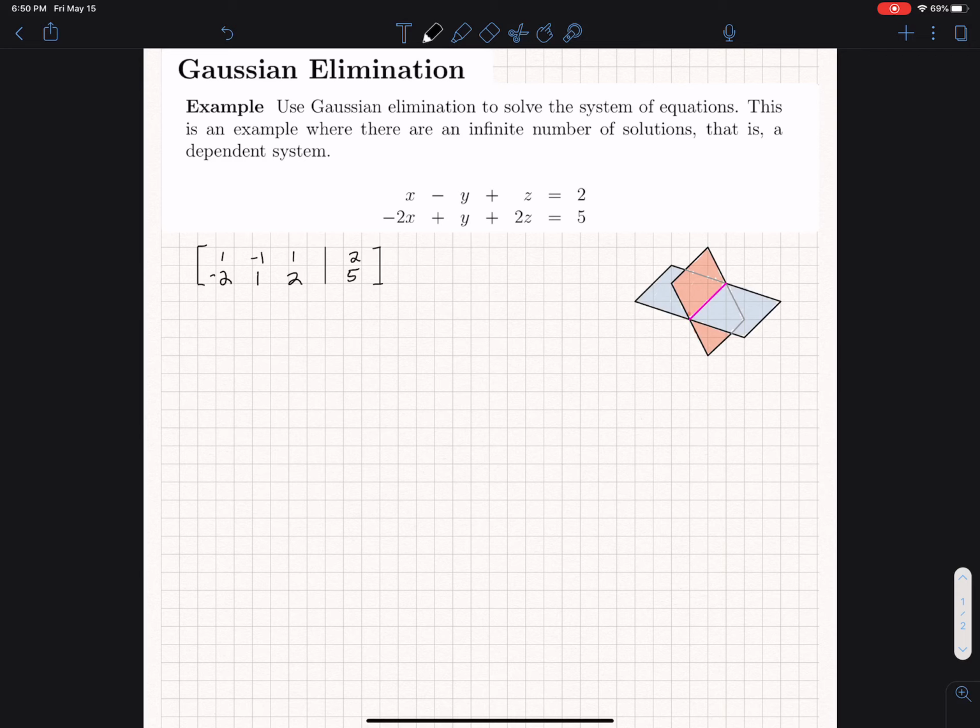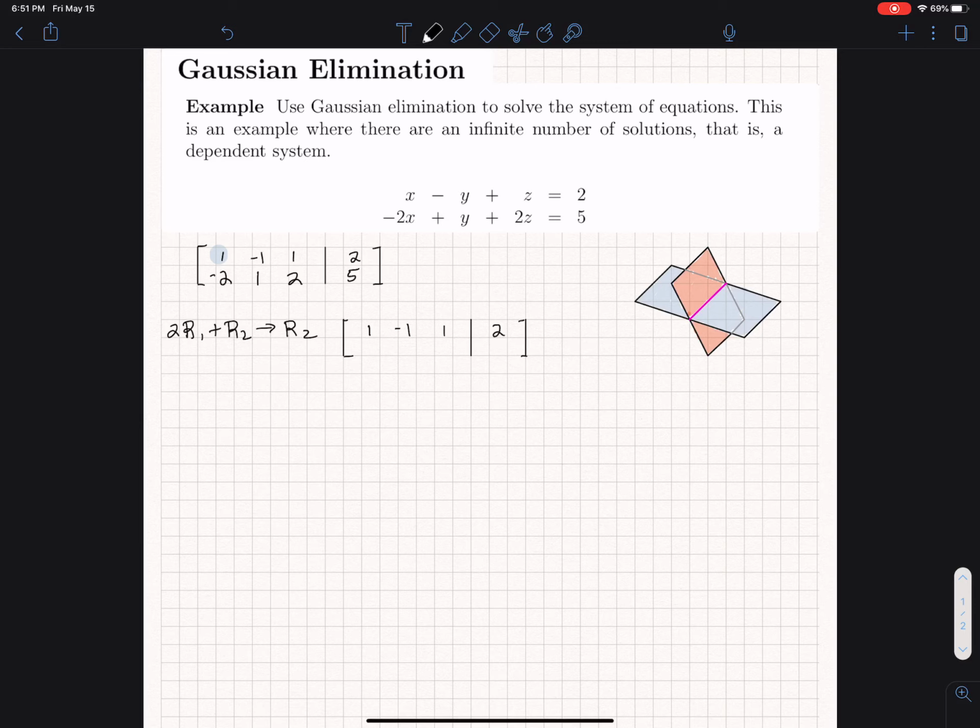Already, I had set it up so that in the first row on the top left is a 1, which is what you want anyway. So we don't have to do anything to that. But what we want below that lead 1 is a 0. So what I'm going to do is multiply the first row by 2 and then add it to the second row and put that in the second row position. That's pretty straightforward. This is a rather simple problem, in fact, but it shows what I'm trying to show here about a dependent system.